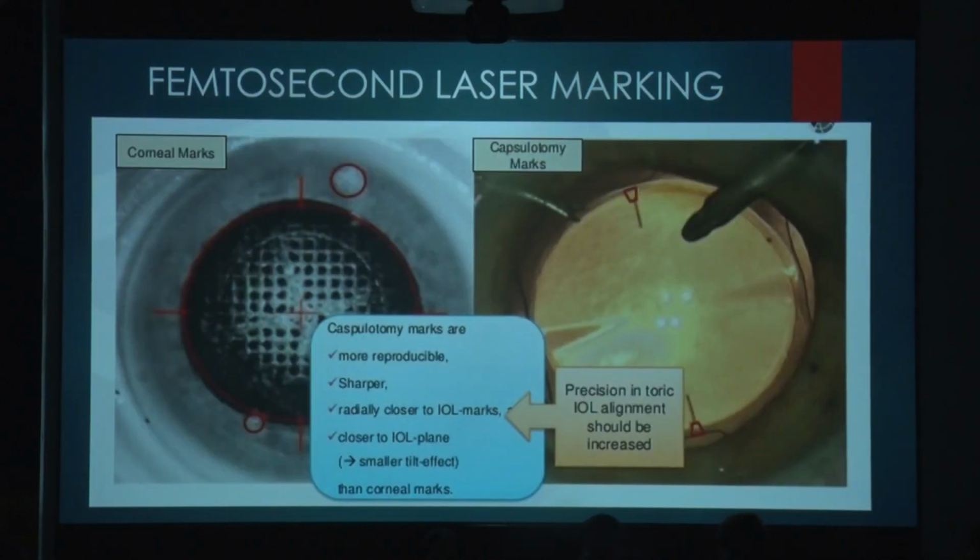So now coming to the femtosecond laser markings. This can be corneal marks, or the femto laser can give us capsulotomy marks. Though the capsulotomy marks are supposed to be more reproducible, sharper, and radially closer to the IOL plane, I personally prefer the corneal marks because I don't like marking the capsule.